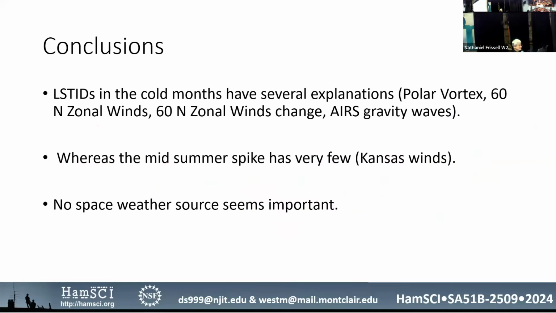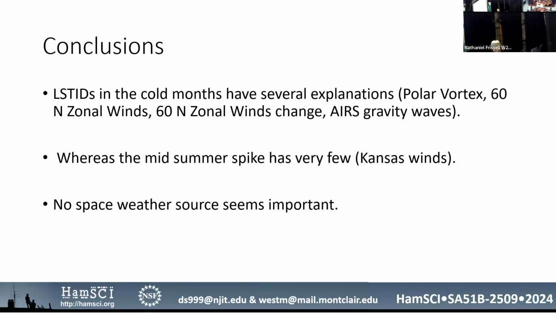At any rate, the conclusions are that LSTIDs in the cold months have several explanations. The polar vortex, the 60 north zonal wind does explain one of them. The 60 north zonal winds change also comes into it, and the AIRS gravity waves. But none of these are really stupendous. I mean, they could explain maybe 70%. Really? But that's better than nothing. And the midsummer spike has very few explanations at all. Winds in Kansas are the best. I still have to do all the other 49 states, though. I'm not doing Alaska.